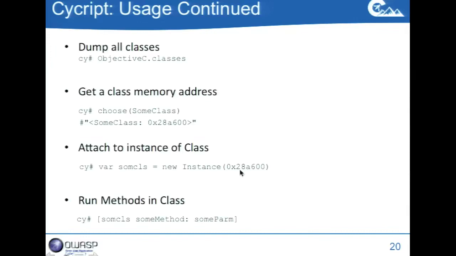So you can get memory addresses with the choose command. I use this all the time. If you know the class name, you choose the class name, and it will return any of those class instances that are initialized and give you the memory address. And that's important because now I'm going to set a JavaScript variable as a new instance at that memory address. So now I have a variable that's pointing right to that memory address, which is actually the some class, right? And then I can perform commands on it like I would in Objective-C, right? Some class, some method, possibly some parameter. And that should work.